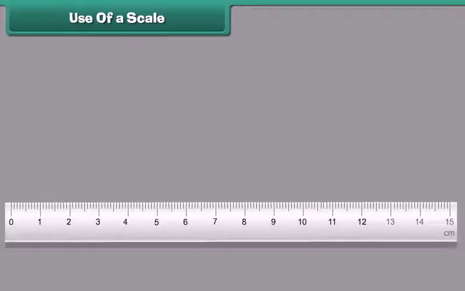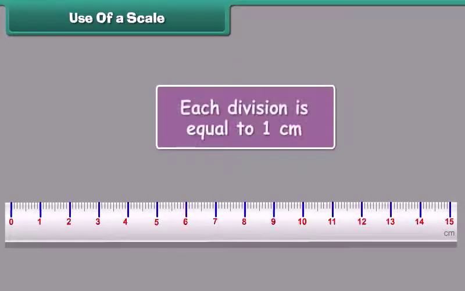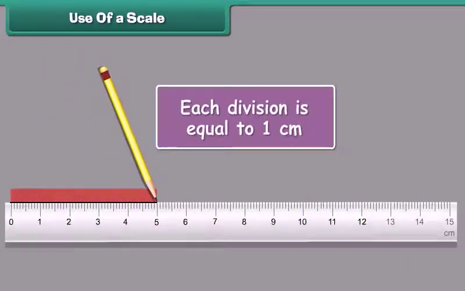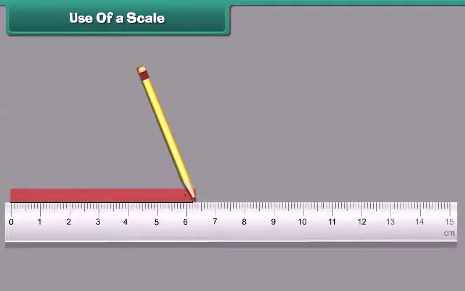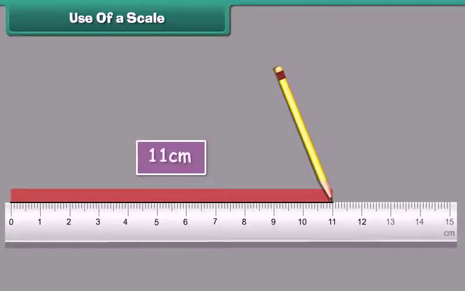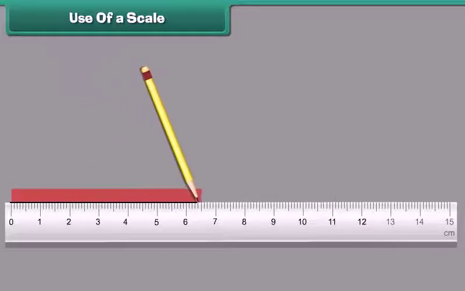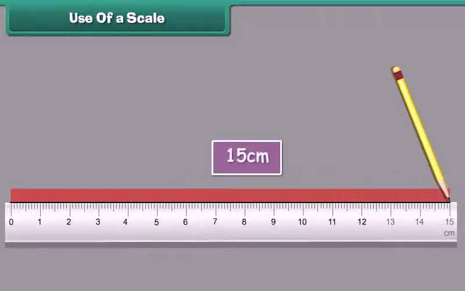Look at this ruler. Its margins show many divisions. Each division is equal to 1 centimeter. The numbers are written from 0 to 15. From 0 to 5, we get 5 centimeters. From 0 to 11, we get 11 centimeters. From 0 to 15, we get 15 centimeters.